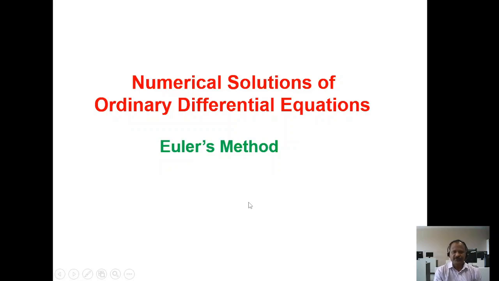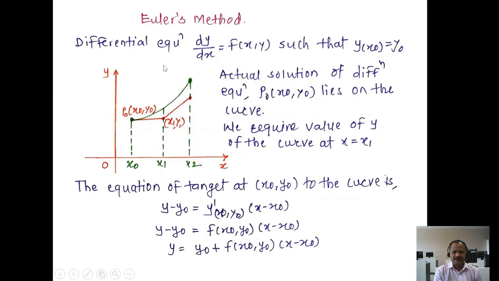Numerical solution of ordinary differential equation, Euler's method. The differential equation for Euler's method is given like this: dy by dx is equal to f of x comma y, and the initial condition is given: y of x0 is equal to y0.